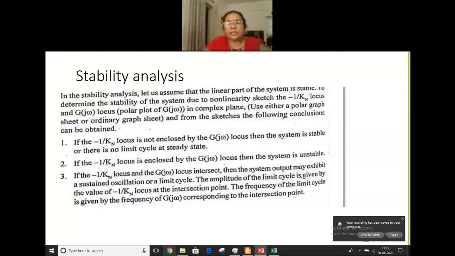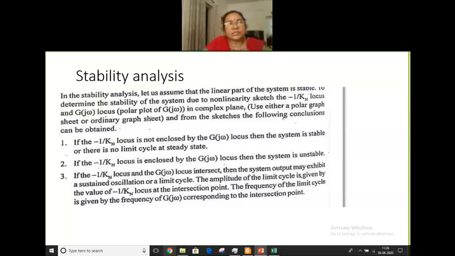What are we supposed to do for the describing function method for the analysis of a nonlinear system? You need to plot two plots. Which are the two plots? Minus 1 by Kn plot and the Gj omega plot. Then how do you analyze the stable condition? If the minus 1 by Kn locus is not enclosed by the curve Gj omega, then you can say it is a stable one. If the minus 1 by Kn locus is enclosed by the Gj omega locus, it is an unstable condition.